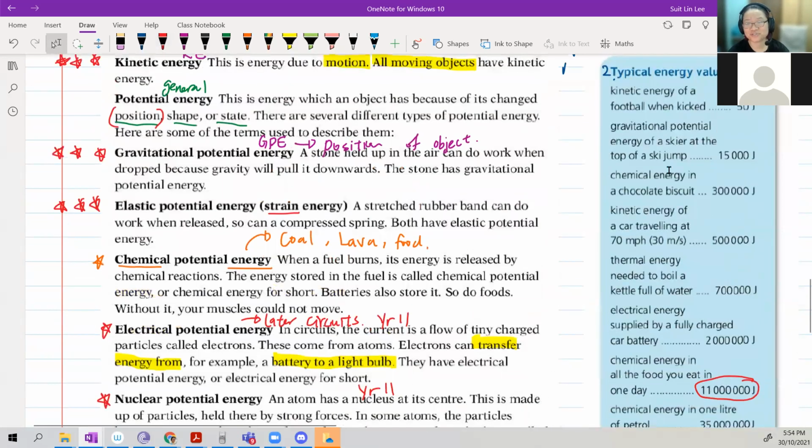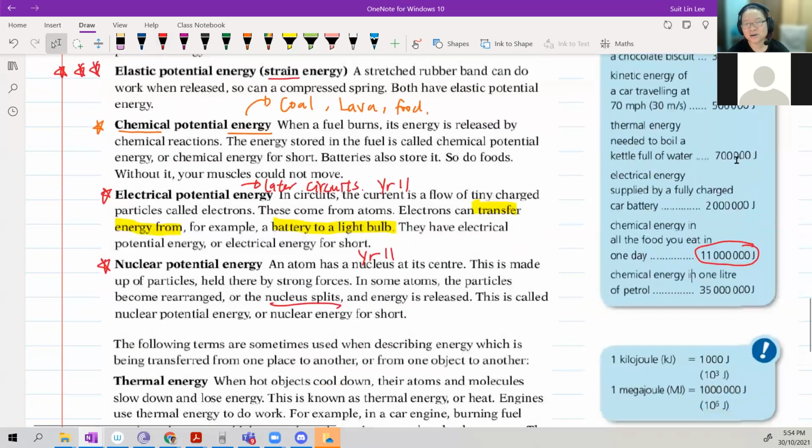You think about it, football only 50 joule. Boiling water also only this little joule. Why do you need so much energy? Any guess? We eat a lot of food. It's a lot of energy to maintain, to feed a human being.